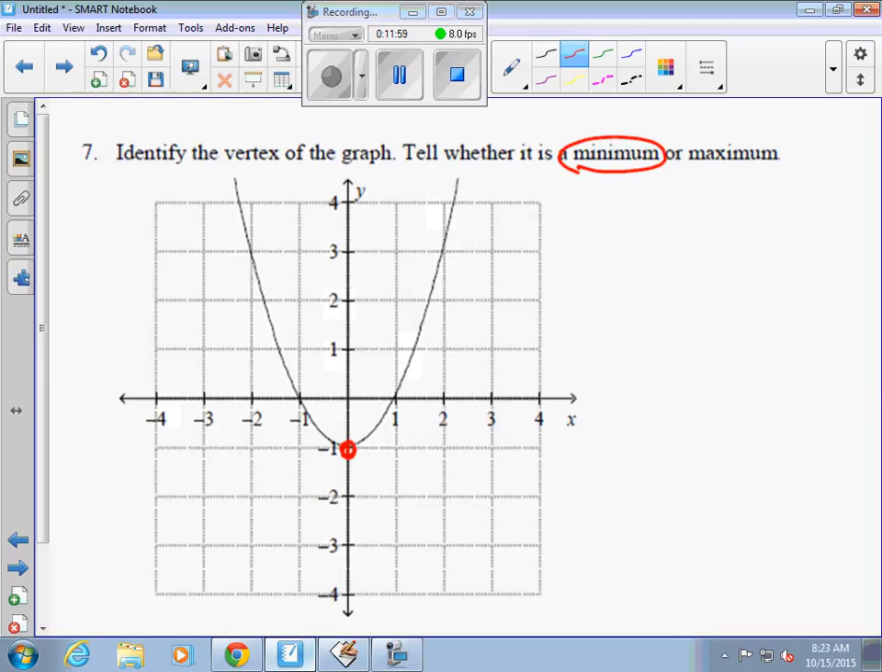Simple. The other part tells you to identify the vertex. I just made a dot where the vertex is. So remember, a vertex is not just one value. It is an ordered pair. It's an x comma y. Its x value is 0. Its y value is negative 1. So 0, negative 1 is the vertex.